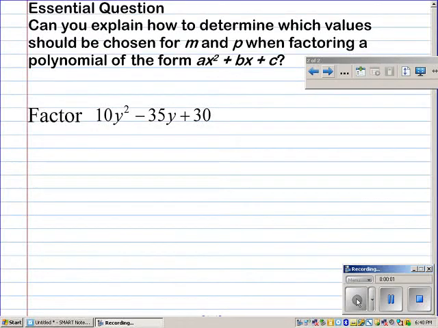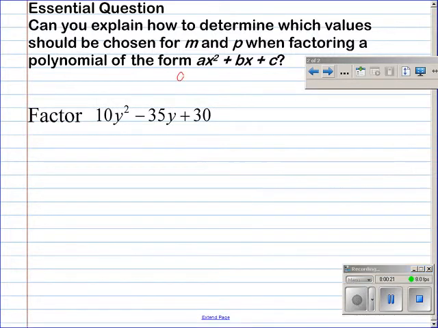Can you explain how to determine which values should be chosen for m and p when factoring a polynomial of the form ax squared plus bx plus c? So we're going to do the same thing with this problem that we did with the previous example. We want to rewrite ax squared plus bx plus c as ax squared plus mx plus px plus c. Okay, so we're going to be rewriting that middle term as two different terms.